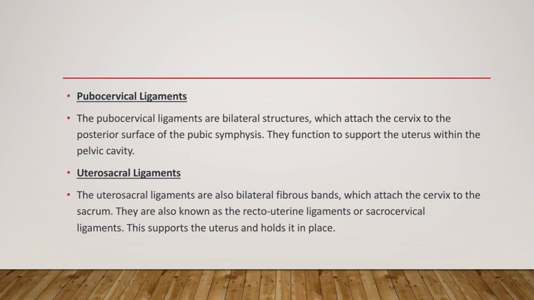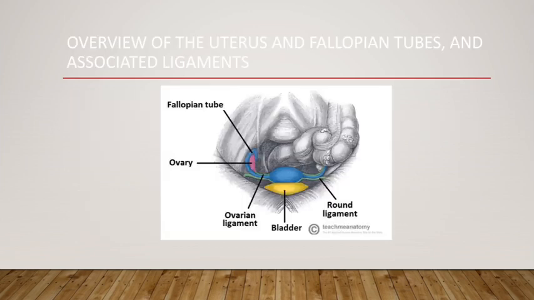Pubocervical ligaments. They are bilateral structures which attach the cervix to the posterior surface of the pubic symphysis. They function to support the uterus within the pelvic cavity. Uterosacral ligaments. They are also bilateral fibrous bands which attach the cervix to the sacrum. They are also known as the retrouterine ligament or the sacrocervical ligament. This supports the uterus and holds it in place.